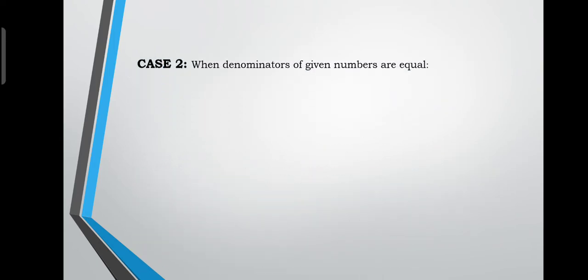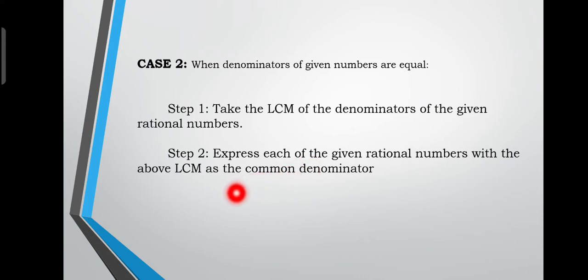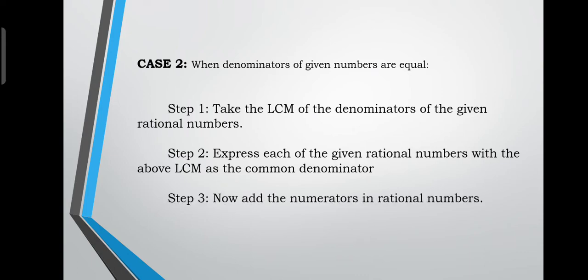Let me move to case number 2. Case number 2 is also very easy, children. When the denominators of the given numbers are unequal, what can we do? Step 1: take the LCM of the denominators of the given rational numbers. After taking the LCM, equalize the denominators by taking the equivalent rational numbers. Once we equalize the denominators, we can add the numerators and find the answer. Am I clear, children, on case number 2?